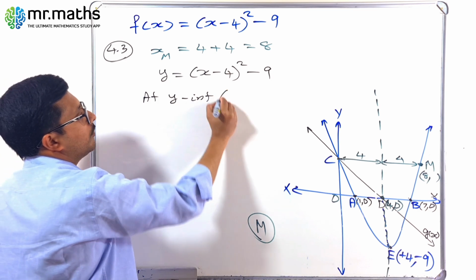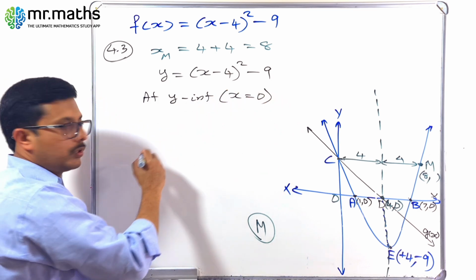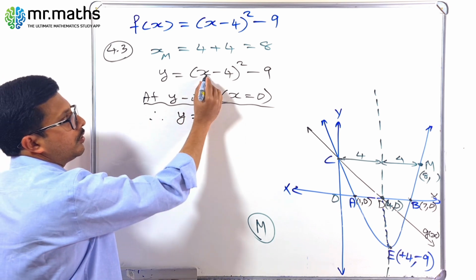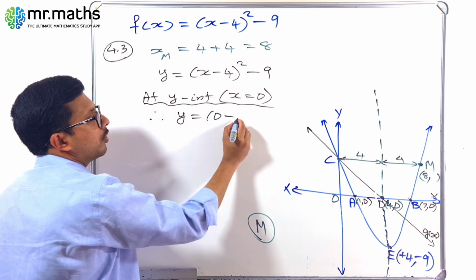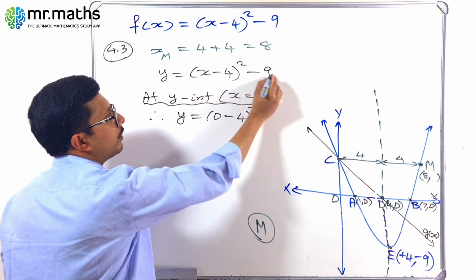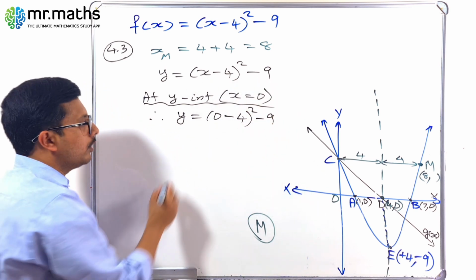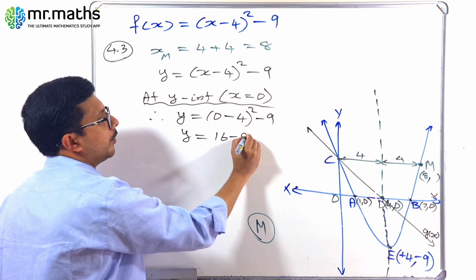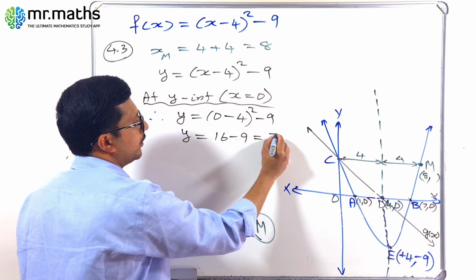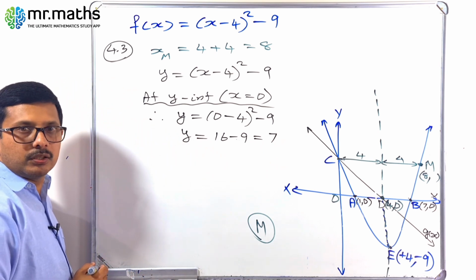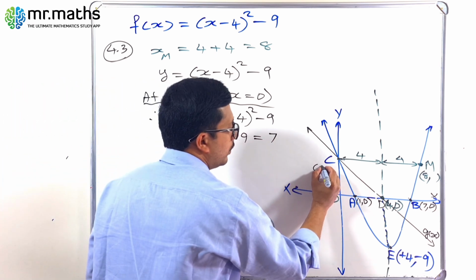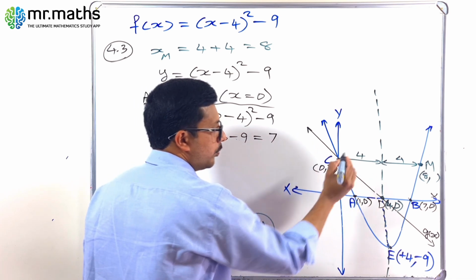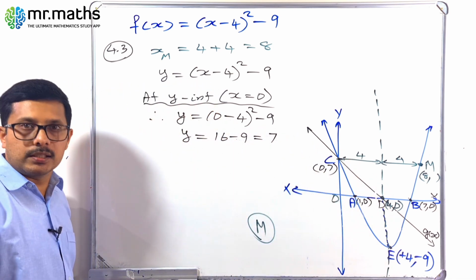At the y-intercept, what is the x value? X is equal to 0. So substitute the value of x as 0. Therefore, y is equal to (0 minus 4) the whole square minus 9. So y is equal to minus 4 square, that is 16 minus 9. What is 16 minus 9? It is 7. So it means that here the coordinate at the y-intercept is x is 0, y is 7. So at this point the y is 7.